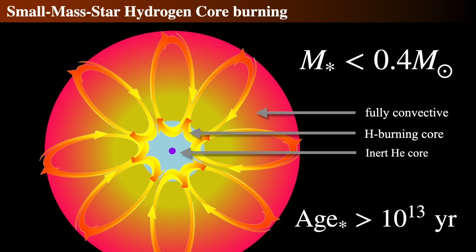These stars will devour, very slowly, all of their hydrogen because they're fully convective from the very core to the tip of the surface. These are the slow crock-pot cookers of the universe.